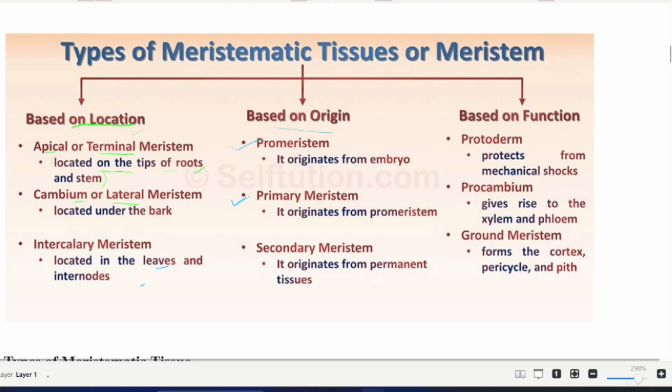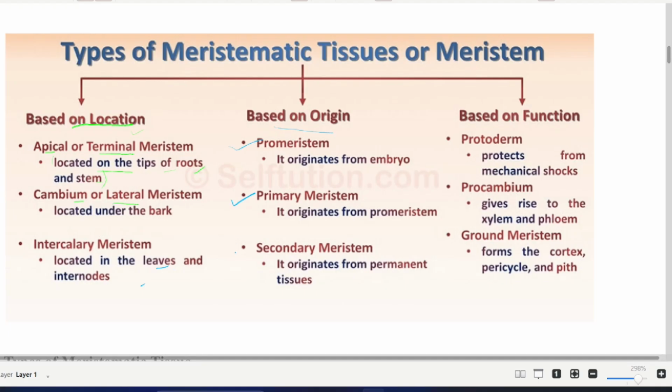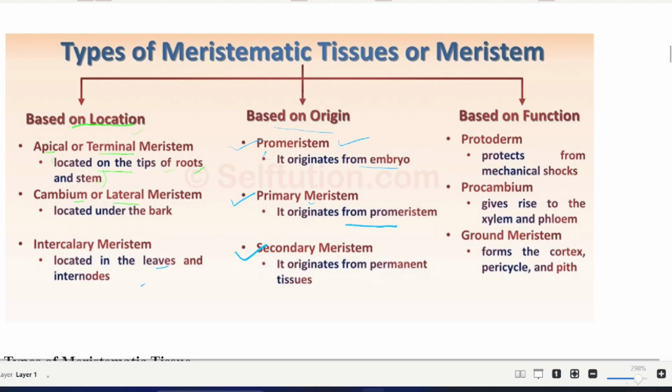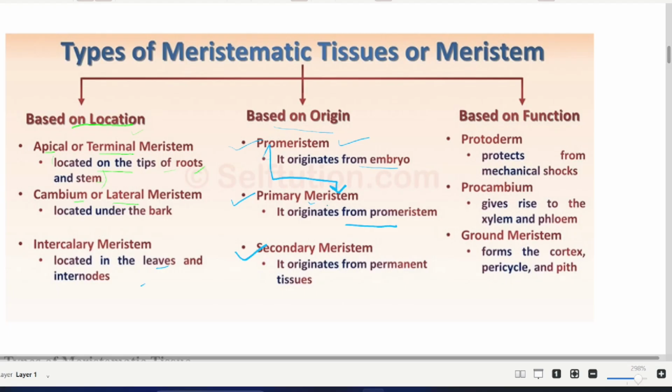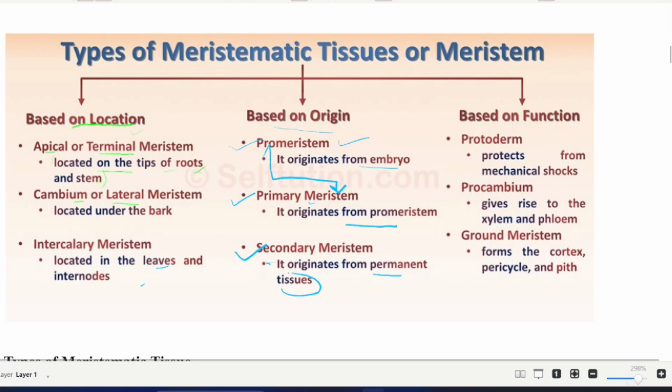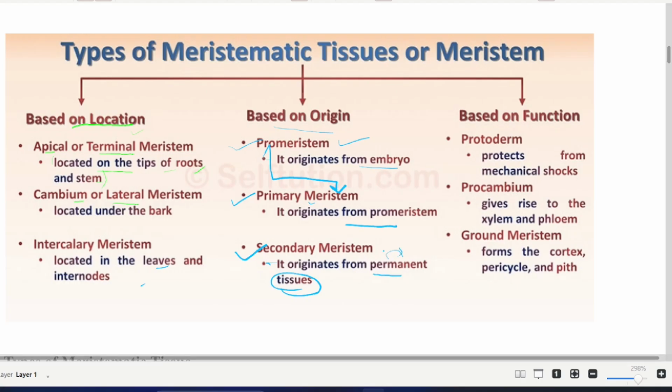Another basis is the origin. One is the promeristem, second is the primary meristem, and third is the secondary meristem. The promeristem originates from the embryo, that is embryogenic cell. Second is the primary meristem that originates from the promeristem itself, and then the secondary meristem that originates from the permanent tissues that are already mature. They have different functions of their own.